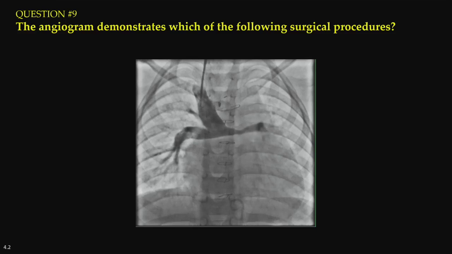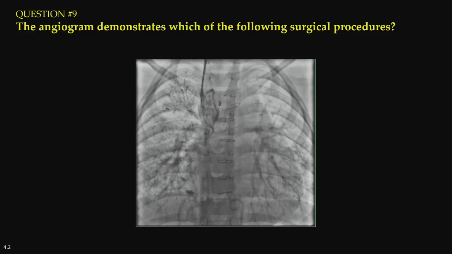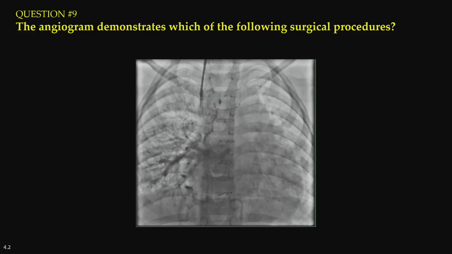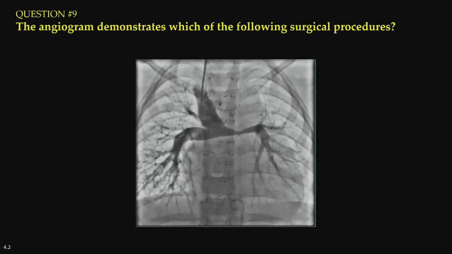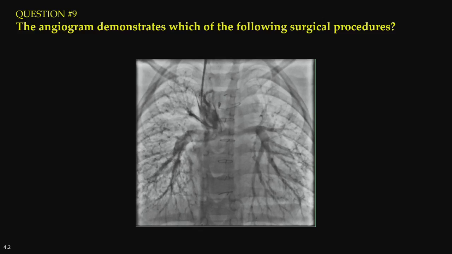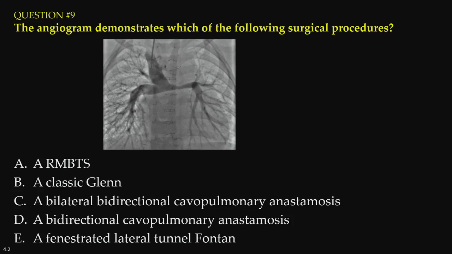Okay. The angiogram here demonstrates which of the following surgical procedures? I'll let that show, and then I'll show you the still frame. Okay. A, a right modified BT shunt; B, a classic Glenn; C, a bilateral bidirectional cavopulmonary anastomosis; D, a bidirectional cavopulmonary anastomosis; or E, a fenestrated lateral tunnel Fontan.